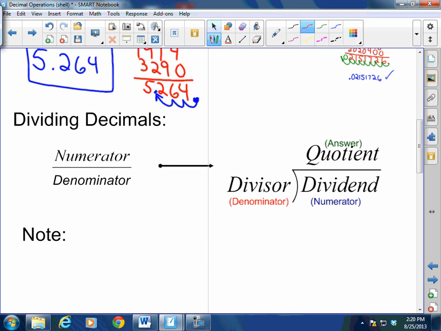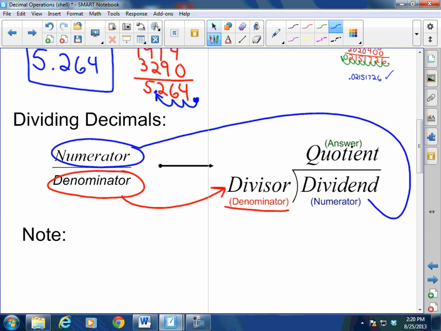The denominator is known as the divisor. It goes on the outside. That's the denominator. It goes outside. It does not matter if the denominator is smaller or larger than the numerator. It does not matter. The denominator always goes on the outside. Always. The numerator is called the dividend. And that goes on the inside of the division symbol. That's the numerator. The denominator goes outside. The numerator goes inside.